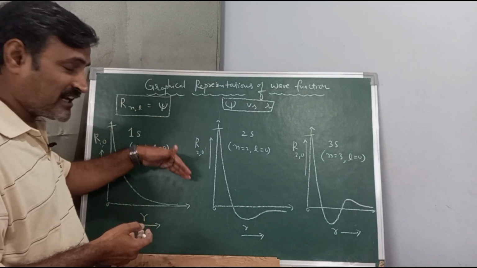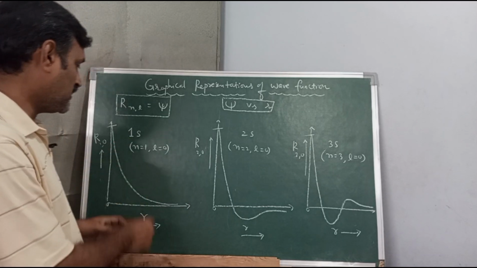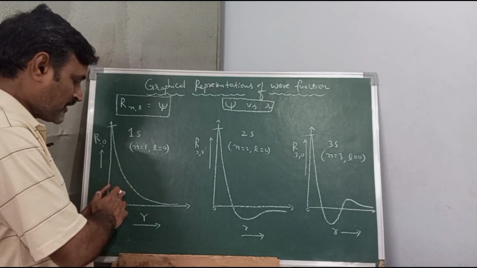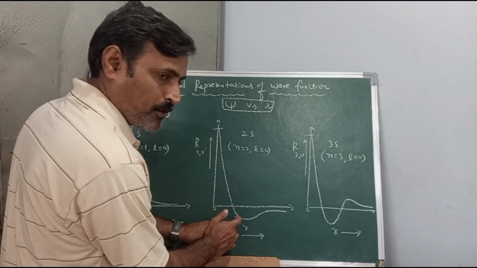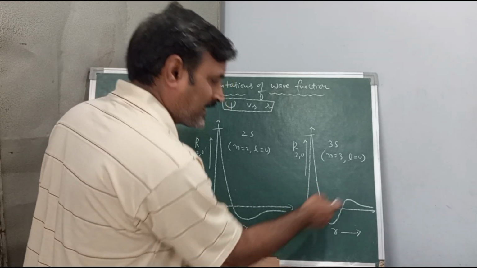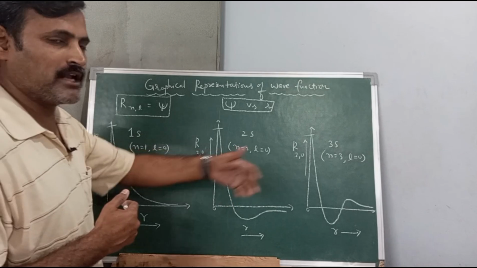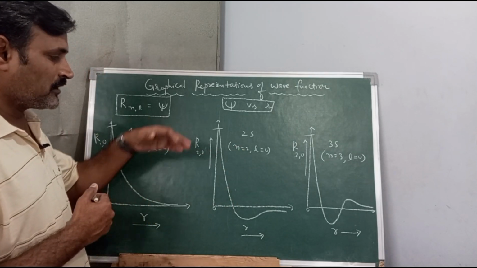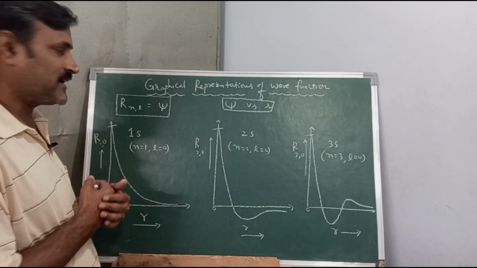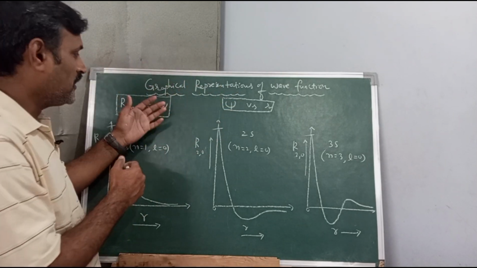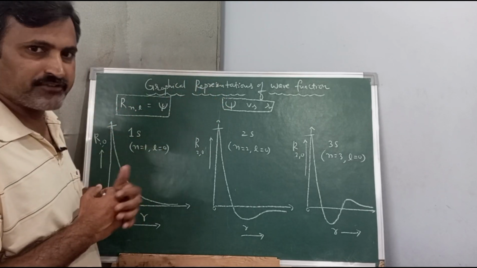These are the graphical representations we obtained from the solution of the wave functions. In the first one you don't have a negative part of the curve, whereas the second one has a negative part, and the third one has both negative and positive parts. To overcome this problem of negative values, we can write the square of the wave function, R_nl squared, on the y-axis to overcome this difficulty.